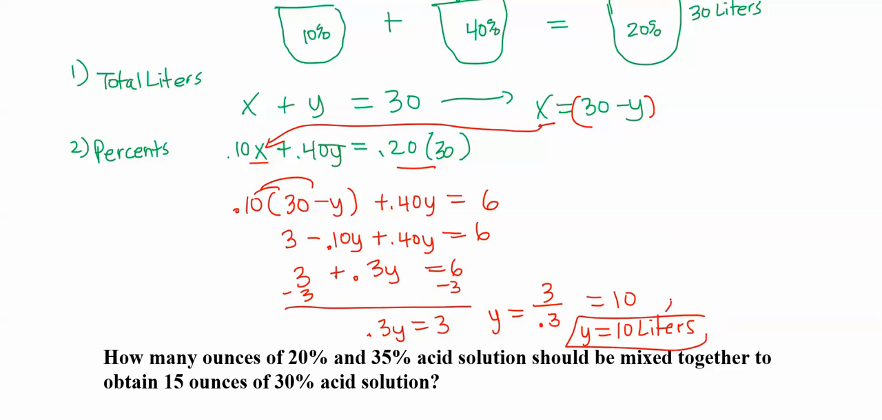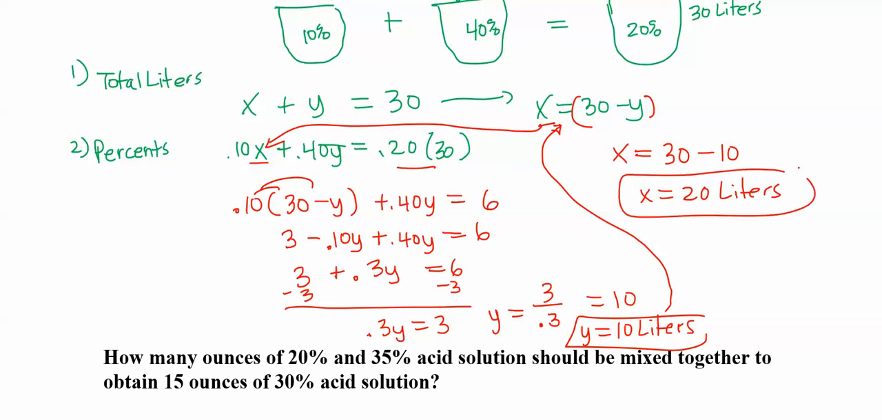Now I go back and look for my x equals equation. x equals 30 minus y. So x equals 30 minus 10. So x is 20 liters. So we mix 20 liters of 10% solution with 10 liters of 40% solution to produce 30 total liters of a 20% alcohol solution.